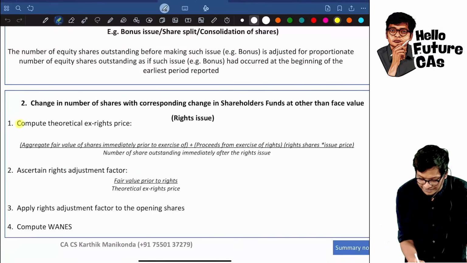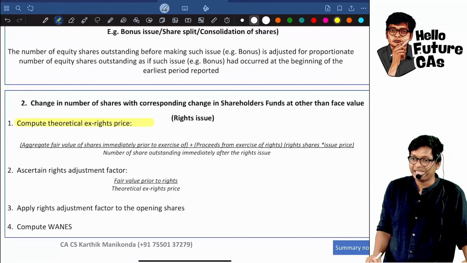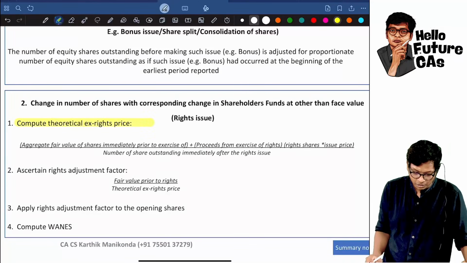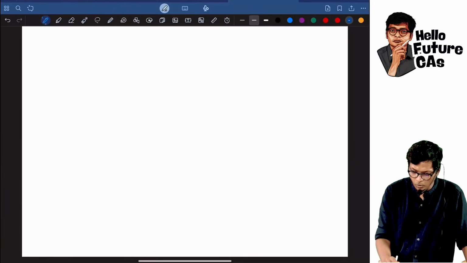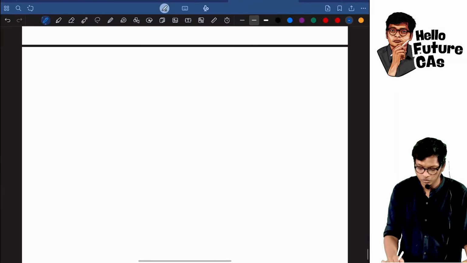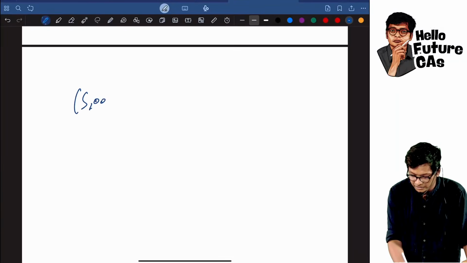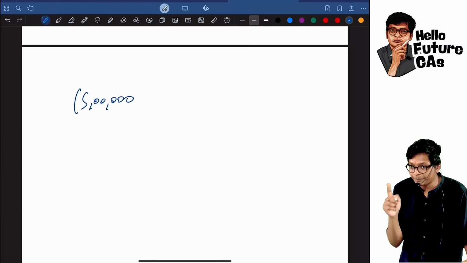Step 1 says compute the theoretical ex-rights price. What is the theoretical ex-rights price? Very simple. What was the number of shares before the rights issue? 5 lakhs. What was the market price per share before rights?